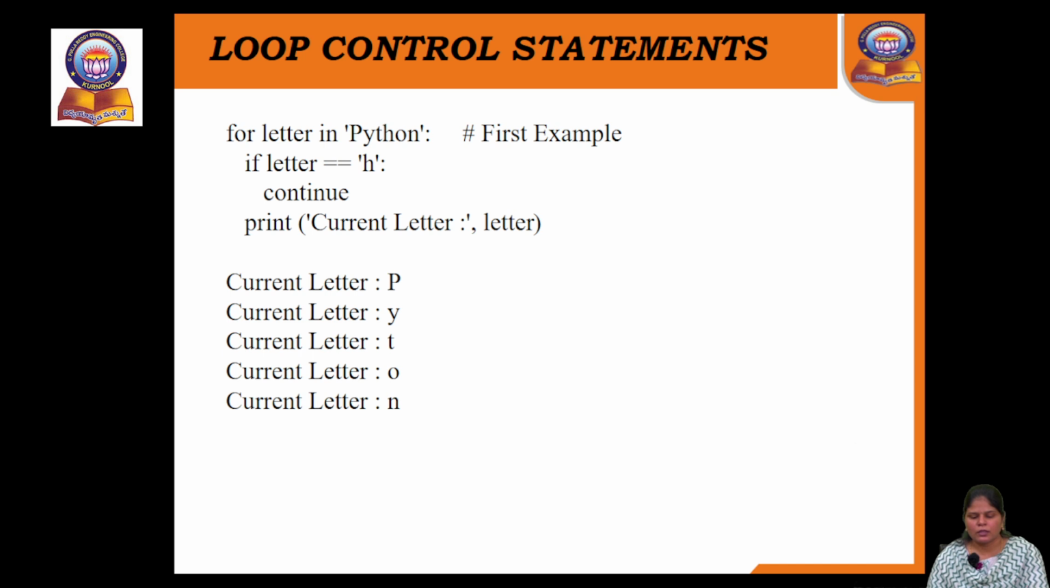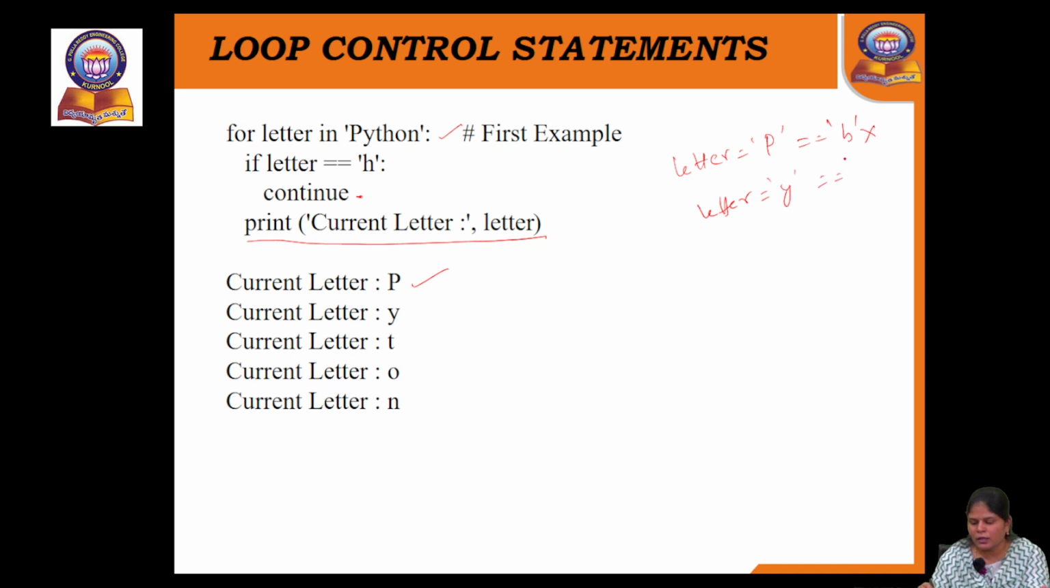Right? So let us see the same example. Initially, the letter will be initialized with P. So P in Python, the condition is true. So entering into the loop. So P equal to H, the condition is false. So this continue will not be encountered. That's why it goes to the next line within the loop, which prints the letter. P will be printed. Next the letter will be initialized to Y.